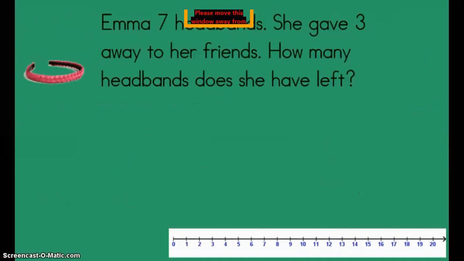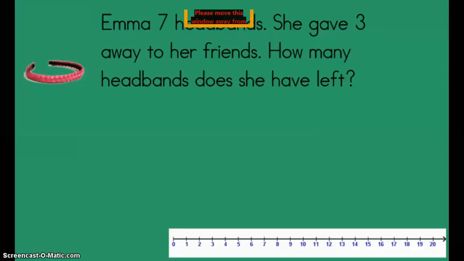Let's practice visualizing again. Remember, that means you need to close your eyes and picture the story in your mind, just like a movie's playing in your head. Ready? Emma had 7 headbands. She gave 3 away to her friends. How many headbands does she have left?